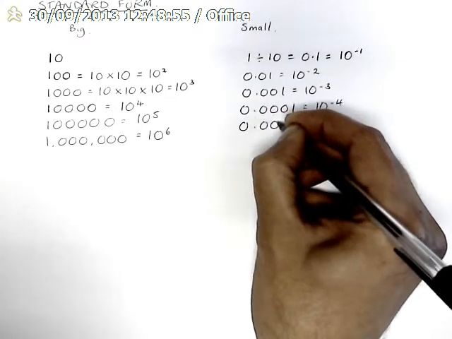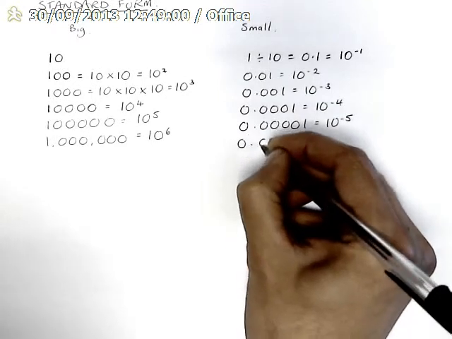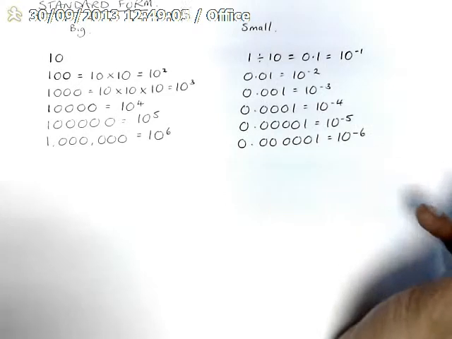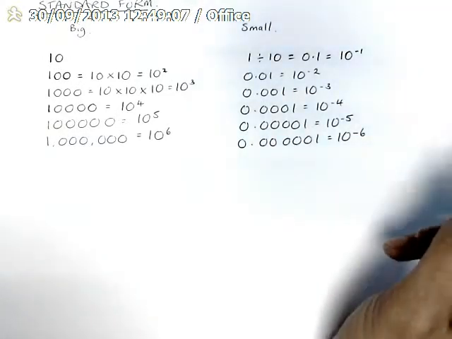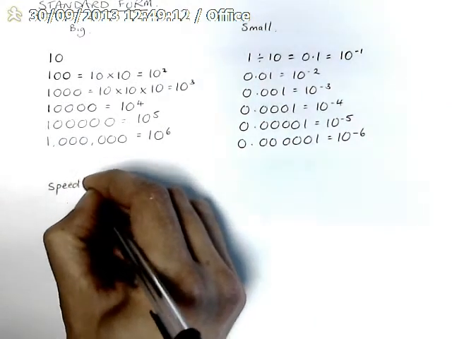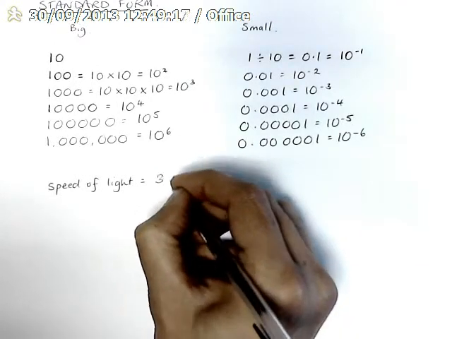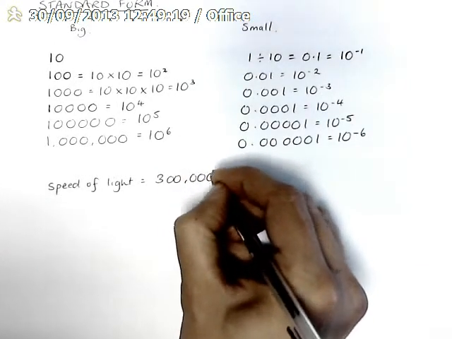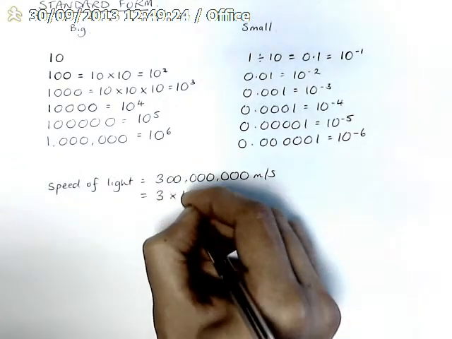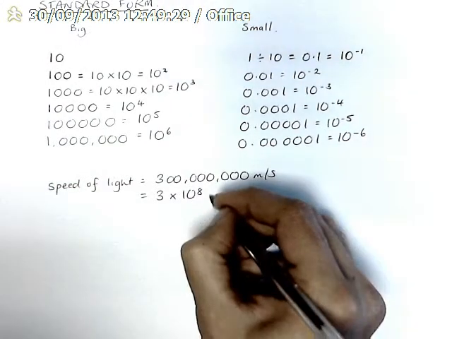So we have a way of representing very large and very small numbers relatively quickly in writing without taking up too much time, too much paper, etc. And there is another good reason. For instance, the speed of light, the fastest thing in the universe, has got a speed of 300 million meters per second. Or we could now write that as 3 multiplied by 10 to the power 8 meters per second.